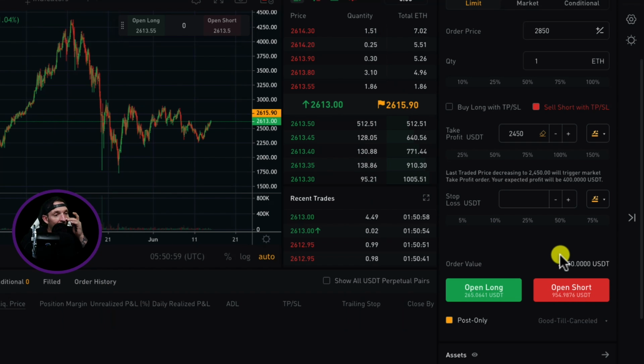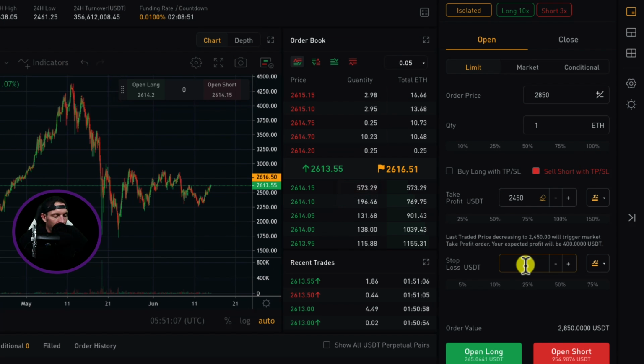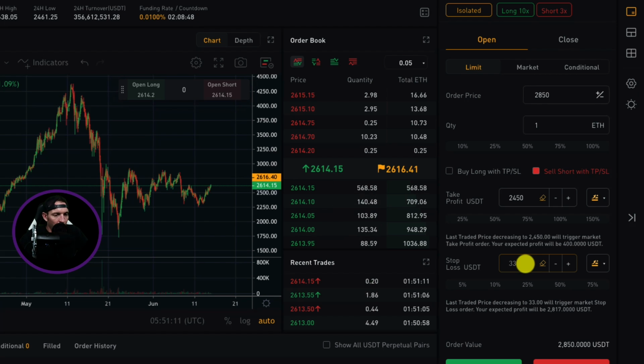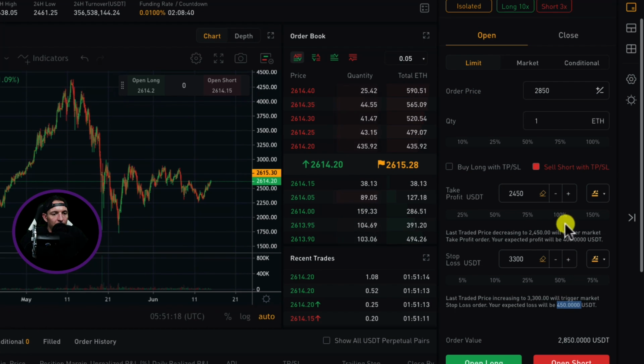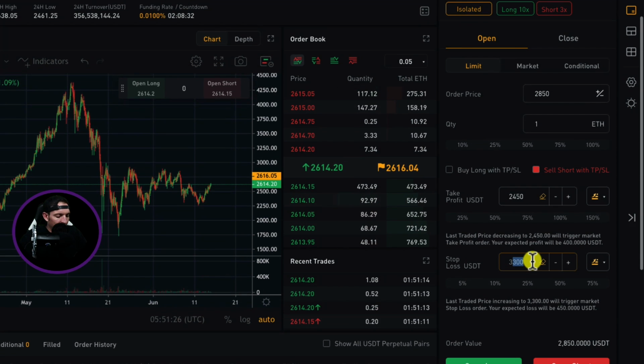So personally, I haven't been using stop losses because we're in this downtrending market and I've been doing really good. I don't recommend it. So let's just say I want to be exiting this trade at $3,300. If price spikes up to $3,300, I'm going to lose $450 on this trade. If price hits my target take profit, I'm going to make $400. Anytime, I always want my risk versus reward to be fairly similar. So I'm going to push this down to say 3,100.